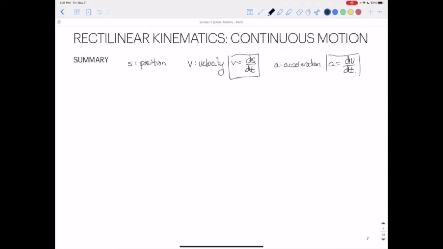So we have two equations of motion that relate velocity to position and acceleration to velocity. And if we rearrange these and substitute them together, we can get a third equation which relates acceleration to velocity and position. So we don't have a function in terms of time anymore. We could also write a third equation: acceleration is equal to velocity times the derivative of velocity with respect to position. And if we rearrange this, we can get it into a different form: acceleration times the increment in position is equal to velocity times the increment in velocity.